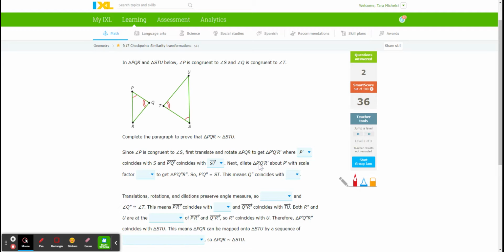Next, dilate P prime, Q prime, R prime about P with a scale factor. Remember, we want it to be new over original. So it's going to be ST over the original, which was P prime, Q prime. That means Q double prime. And if we look at our similarity statement, Q must be corresponding or coinciding with T.